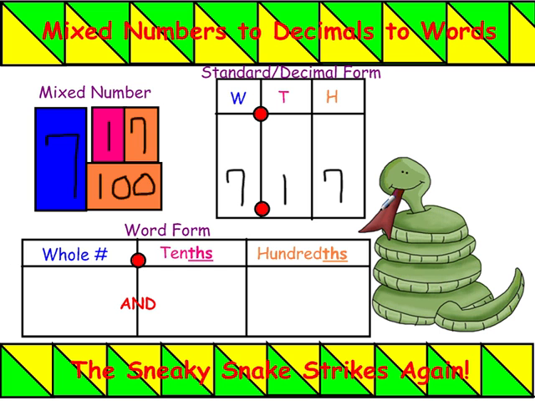Now I'm going to take this number and I'm going to write it in word form. Again, 7 and 17 hundredths. I'm going to put it in word form. I've already put the word "and" because the decimal's name is "and." We're going to start with a whole number, which is before the decimal, before the word "and," is a 7. So I'm going to write 7 in this box. And there's the word 7. Now I'm going to look at 17. Now here's the problem. In our sneaky snake box, we see the word tenths.